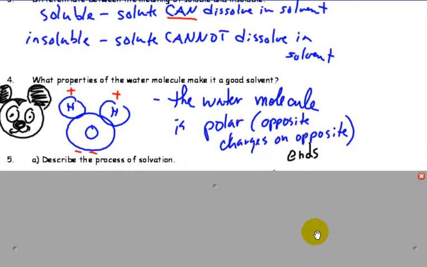So what properties make water a good solvent? The fact that it is polar, it has opposite charges on opposite ends. So if we assume the water molecule to be H2O, at the hydrogen end, it's positive. At the oxygen end, it is negative. Kind of looks like a Mickey Mouse head.